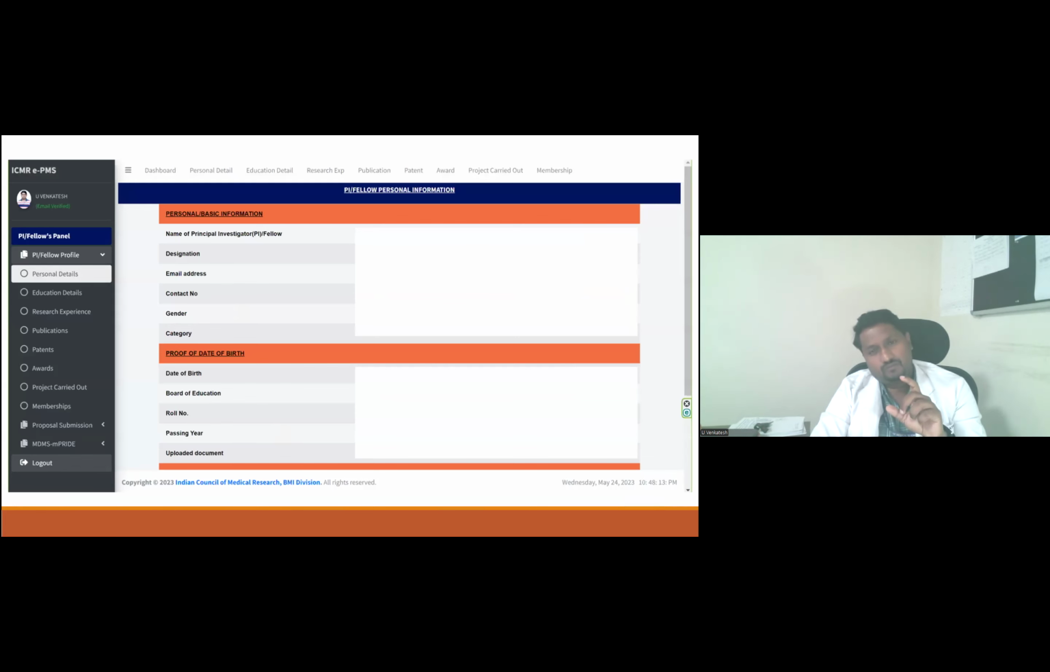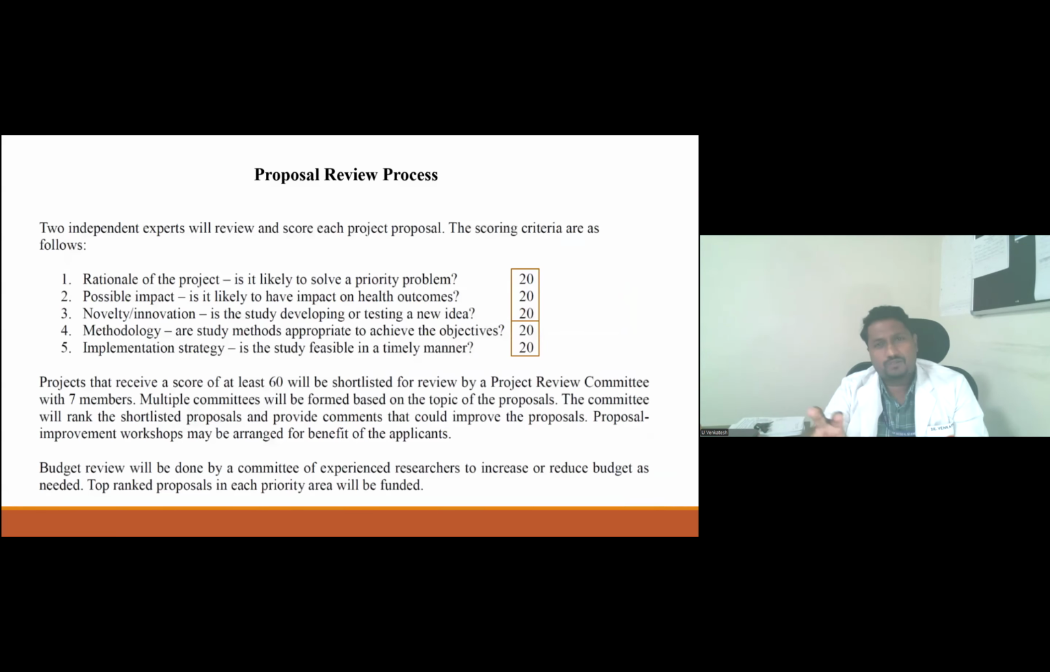Now you're coming to the very important slides. I'm telling you, now see how the scoring is done in the ICMR. This is also written in the call for proposal. Now look at the scorings. You need to have at least 60 scores to move your proposal into the project review committee. So before going to the PRG, you need to have 60 marks. So how to attain 60 marks?